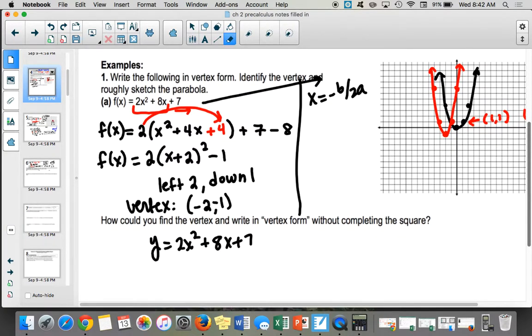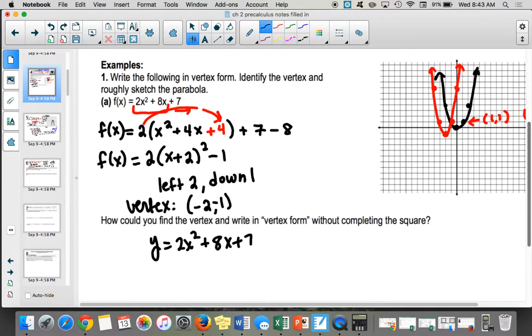So let's say I wanted to find the vertex form, but I didn't want to do that completing the square, because some of you guys hate completing the square. I realize this. I know it's not always that easy. So what could we do? Well, we could do negative b over 2a. So we could have negative 8 over 2 times 2. So we get negative 2.